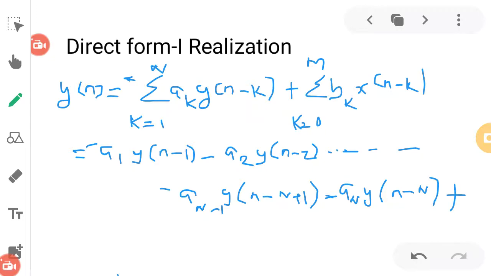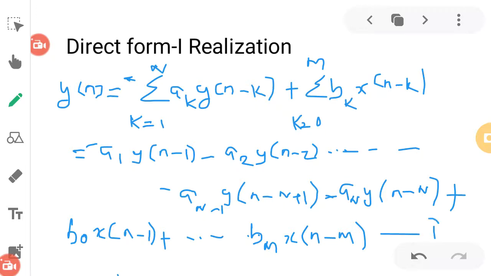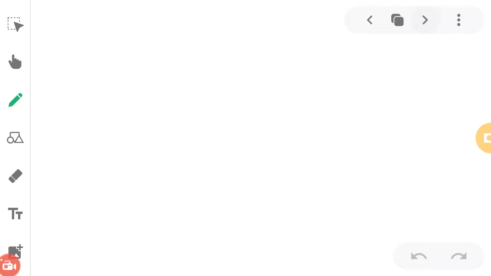Plus, and the next term will be the b term. We can write first when k is equal to 0, b0 x of n, when it is 1, b1 x of n minus 1, like that we can write up to bm, the last term x of n minus M. This is the equation. Suppose we call this equation number 1, and in direct form we can represent the LTI system by using this difference equation.